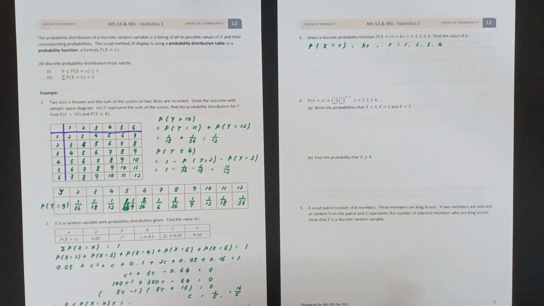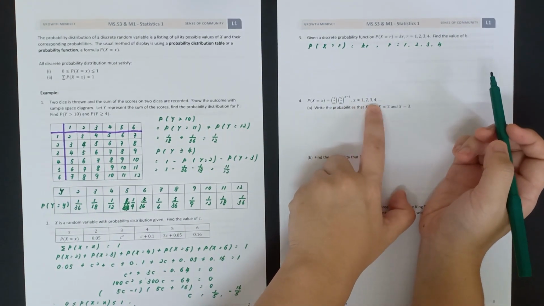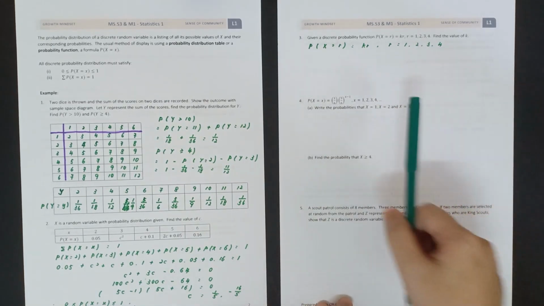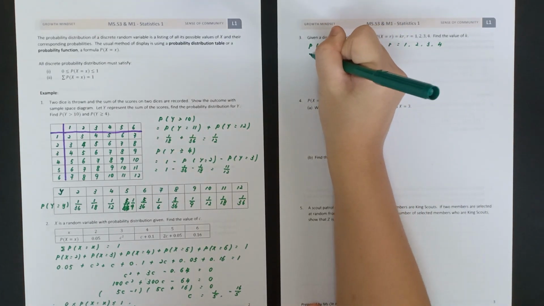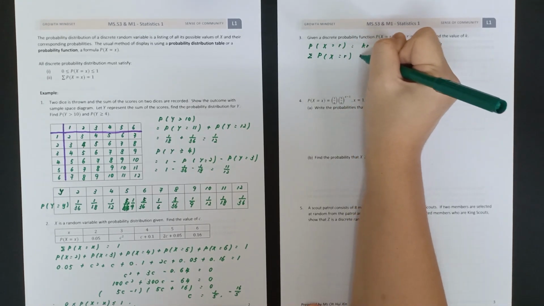Yeah, there's an example in number 4. You will see that they put a dot dot dot, meaning the number of possible outcomes will go to infinity. So let's look at this. It's the same thing when you want to find the value of k: you use the idea that when you add up all the probabilities together, you should get 1. So the sum of all the probabilities of x equals r should be equal to 1.